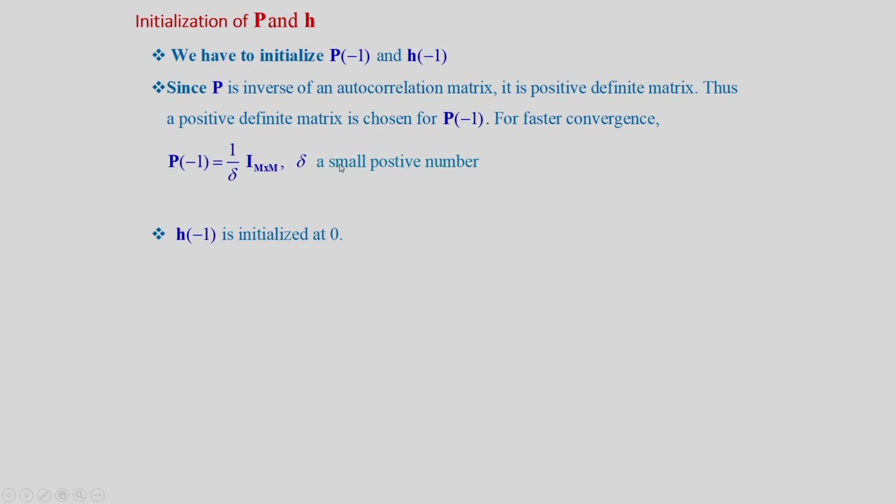If we choose delta a small positive number, then 1 by delta will be large. Therefore, this will be a diagonal matrix with large diagonal components. This is required for faster convergence, that we will see again later. And H of minus 1 is initialized at 0.